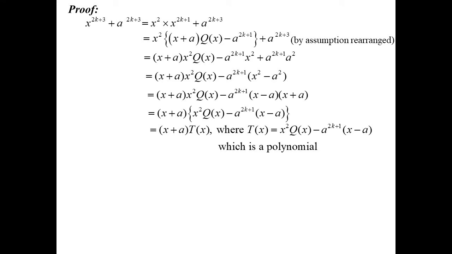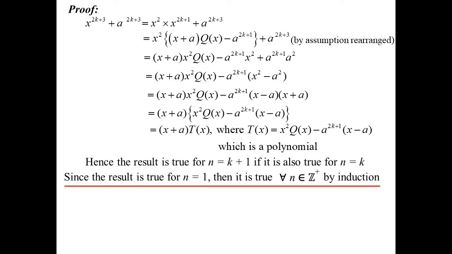That polynomial in this case happens to be x squared times q(x), minus a to the power of 2k plus 1 x minus a. That's all right, multiply a polynomial by x squared, it's still a polynomial. So yep, that is a polynomial, it's not a problem. Hence it's true, etc., etc.